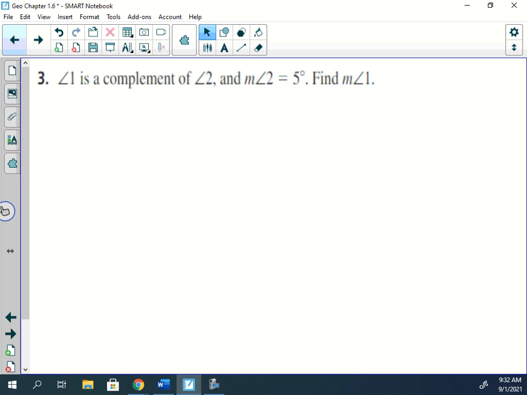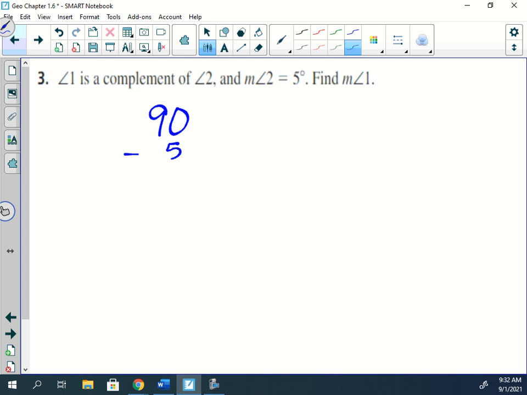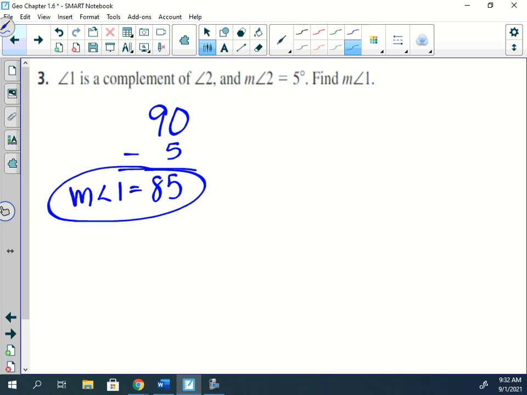I think those slides in here are out of order. There, they're fine. Angle 1 is a complement of angle 2. The measure of angle 2 is 5 degrees. Find the measure of angle 1. Do these two add together to be? Any questions on this here?